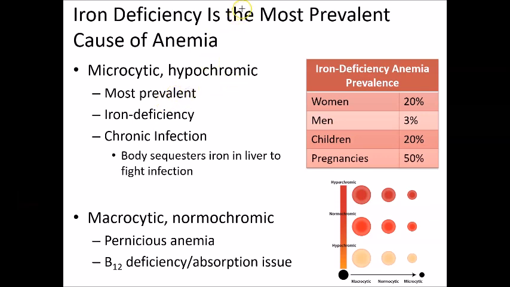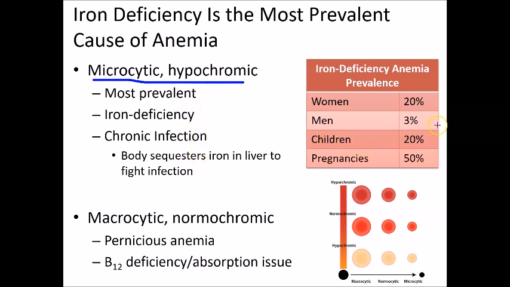Okay, so here are some of the more common types of anemia. The first and by far the most common is called microcytic hypochromic. Remember, that was small cell, low amount of hemoglobin. It used to be called iron deficiency anemia, but now it's often from iron deficiency, but it could be from other things like chronic infection, where your body sequesters iron in the liver, which helps fight infection.